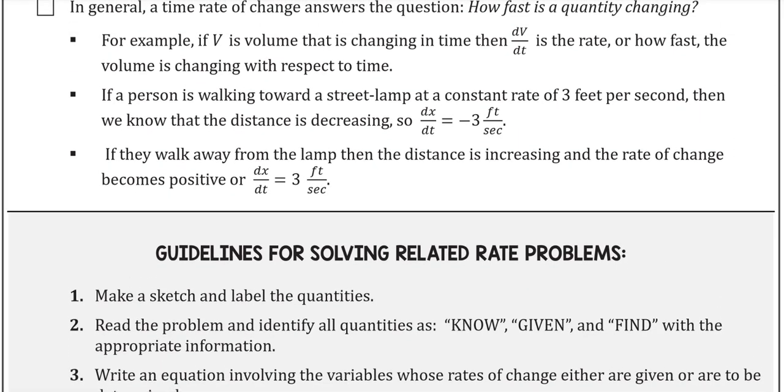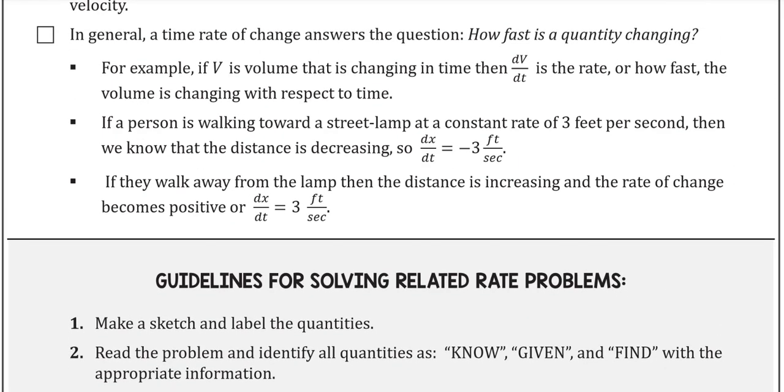So what we want to remember, and I've already talked about this on the first page, is if volume is changing with respect to time, then dV/dt is the rate or how fast the volume is changing. Remember that if something is growing in size, it's a positive rate. If it's draining, it's a negative rate.